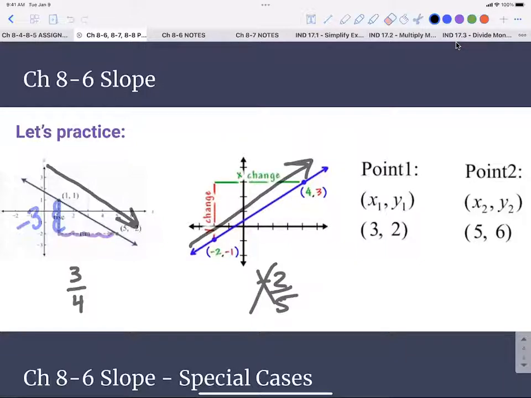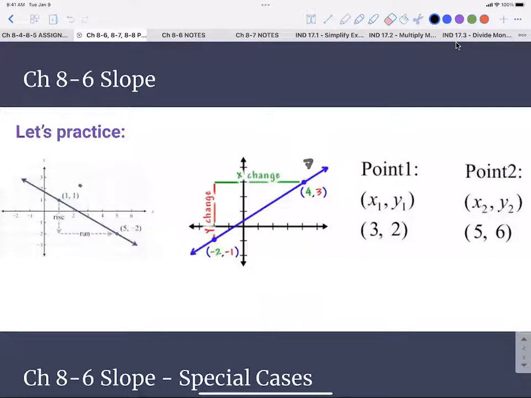If you have a line running downhill and then you get 3/4 as your slope, that should be a big red flag that there's something wrong because you have a negative slope and a positive line, or vice versa. Okay. So just use that as kind of a last minute check just to help check that you have it right.